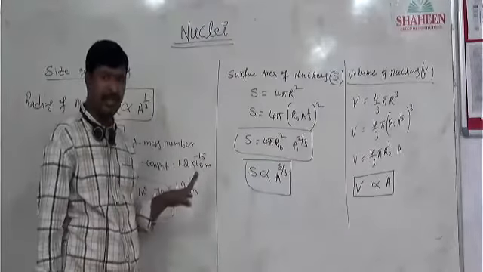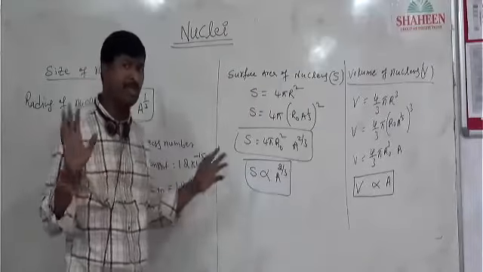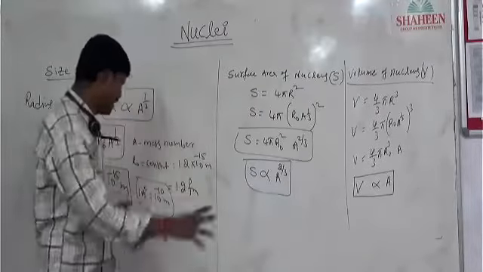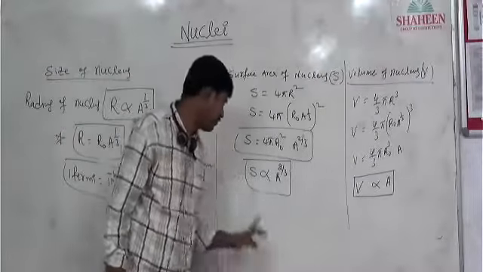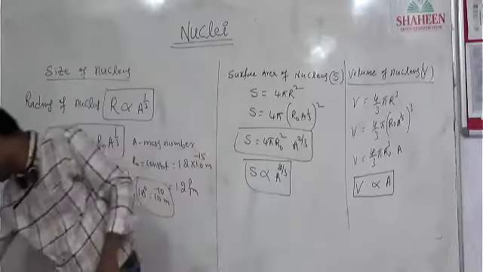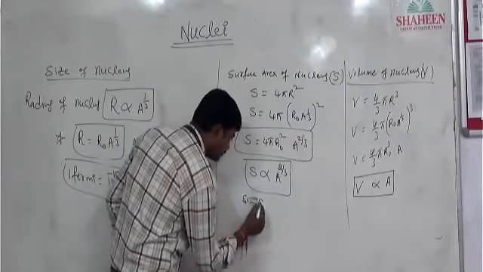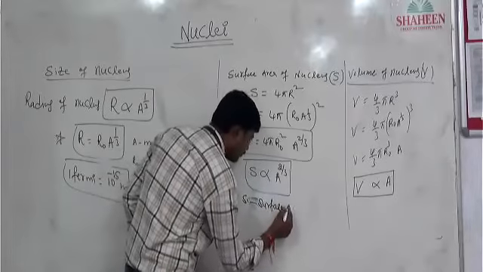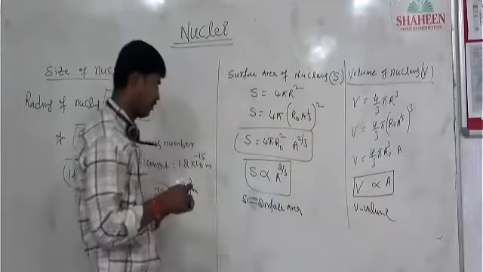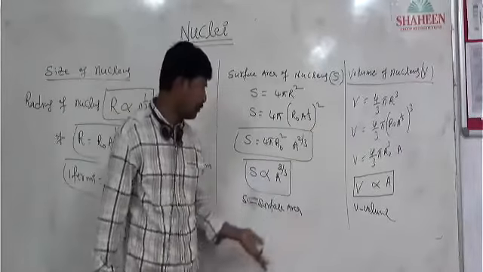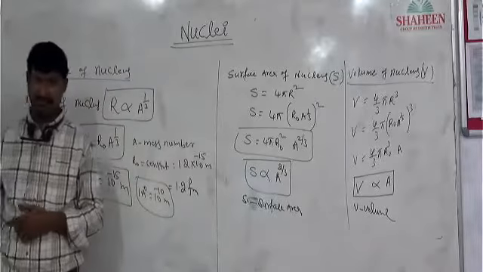Related to size of the nucleus, the question will be asked here only. Now we will discuss density also, but before that, what is radius? Mainly they will ask ratio only. Ratio means, that's the reason I wrote proportionality. R depends upon what, S depends upon what, V depends upon what. S is surface area, V is volume, right? So surface area depends upon A power 2 by 3, volume depends upon A only, radius depends upon A power 1 by 3.